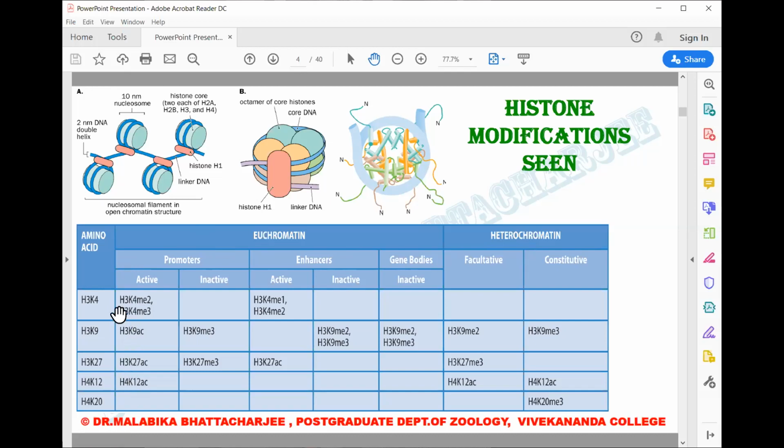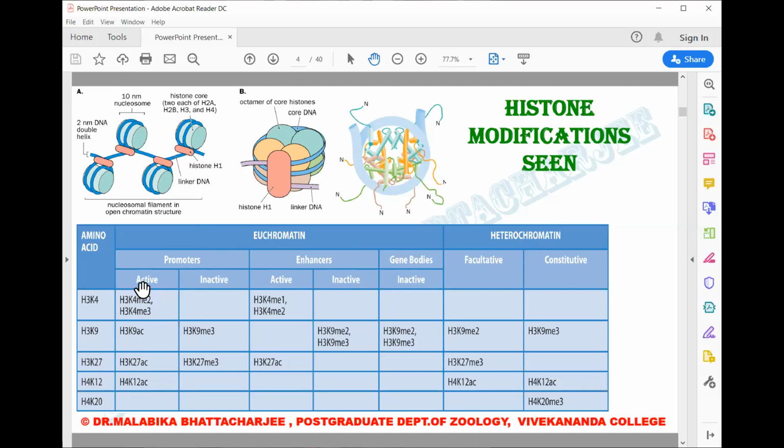To read a modification, for example, if I'm reading this modification, you see it's histone 3. K is for lysine. The symbol for lysine is K. The symbol for arginine is R. The symbol for serine is S. The symbol for threonine is T.